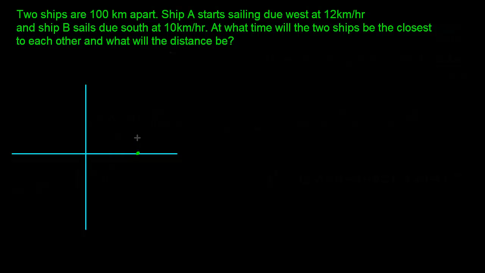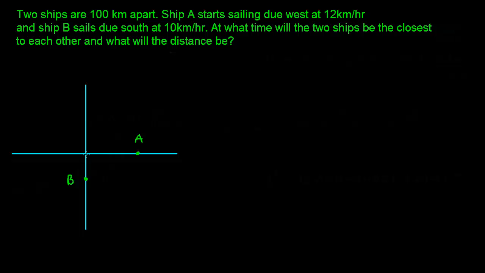This is ship A right here. We'll say ship A, and initially, remember that he starts off 100 kilometers away from the origin. Ship B, though, we'll put down here. And remember, he initially started off right here. This will be ship B.